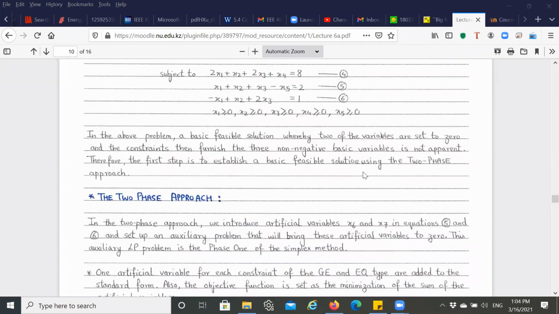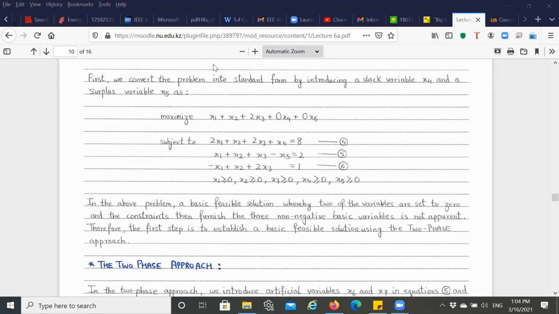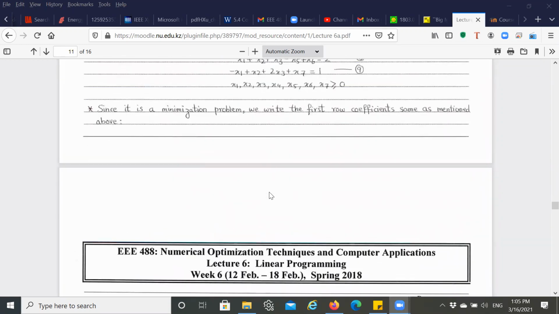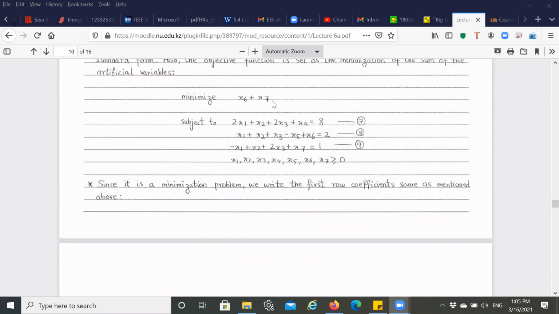If I wanted to use the big M method, what I would have done is I would have actually included minus M x6 minus M x7 in the objective function, right? But here I'm not doing that. It's in the 2-phase approach. You do not include it over there. What you do is you just minimize the linear combination of x6 and x7.